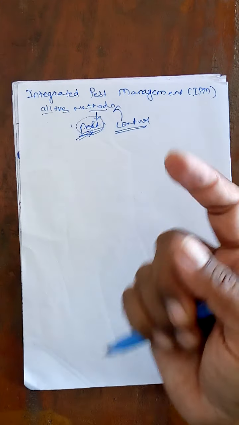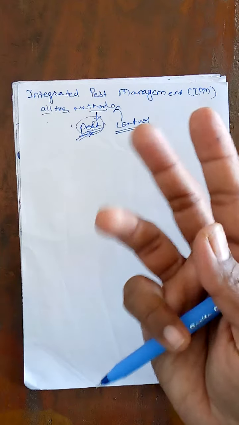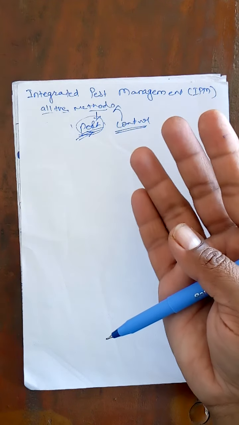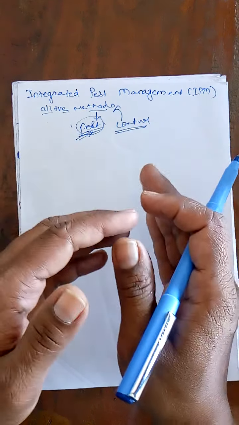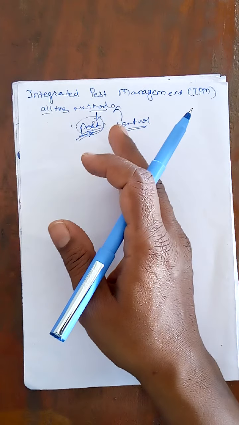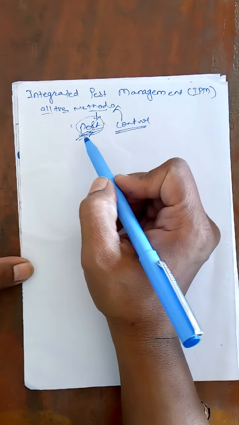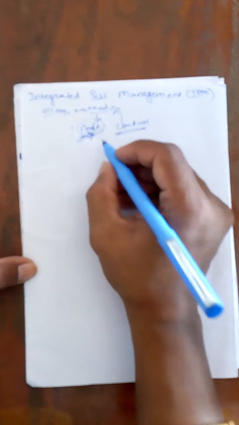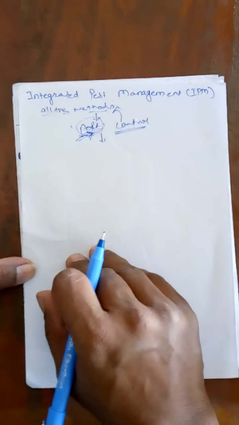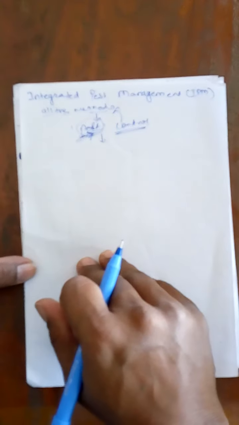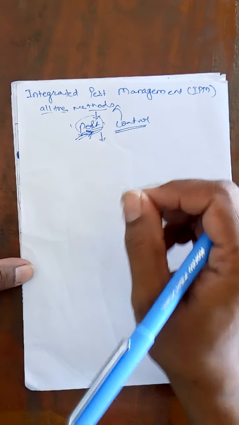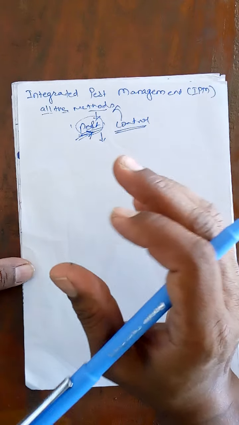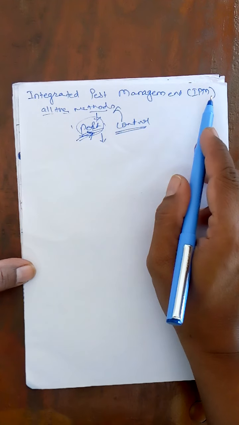So we are using cultural method, physical method, chemical method, biological method, and we are making a combination of all these four methods. And when we use the combination of all those methods to control the pest, the population of the pest decreases, and as the population decreases, it causes less injury to our crop, and here we call that method integrated pest management.